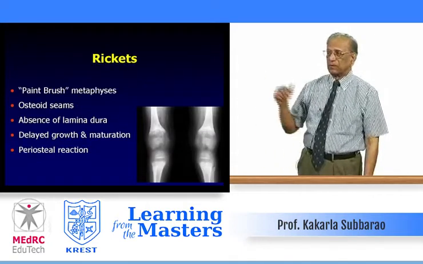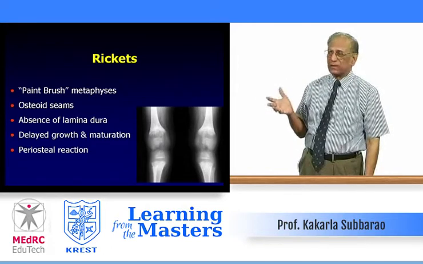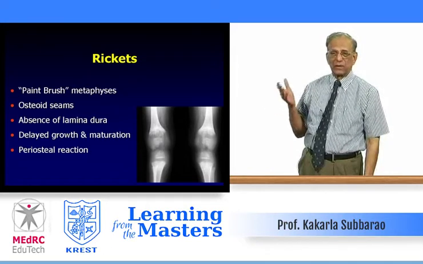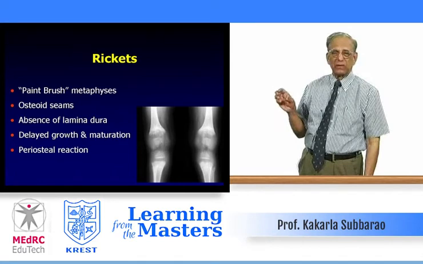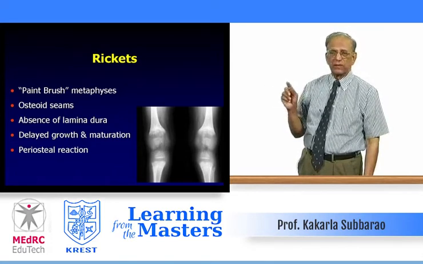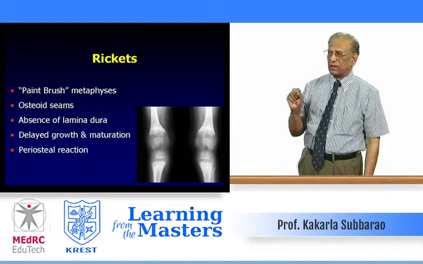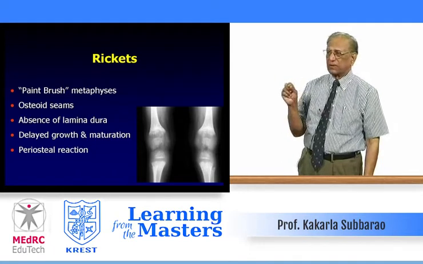For example, look at both the knees. Classical example of rickets. Classical in the sense metaphyseal cupping is there. Distance between the metaphysis and epiphysis is increased because of the hypertrophied physis. And then look at the epiphysis. You can't draw a real cortical line. It's all absorption or lack of cortex.